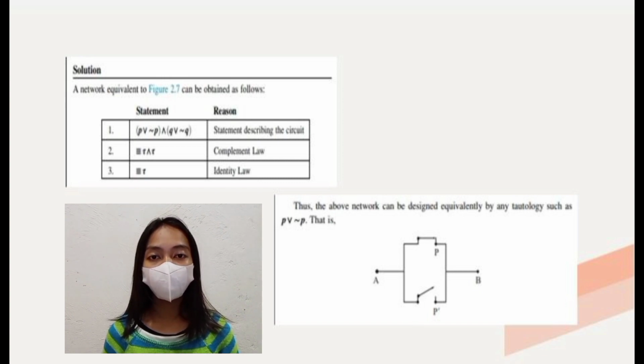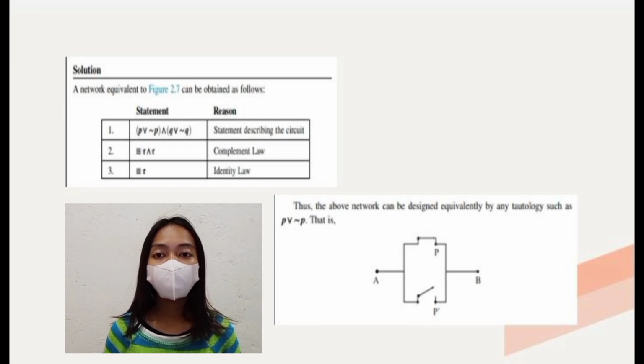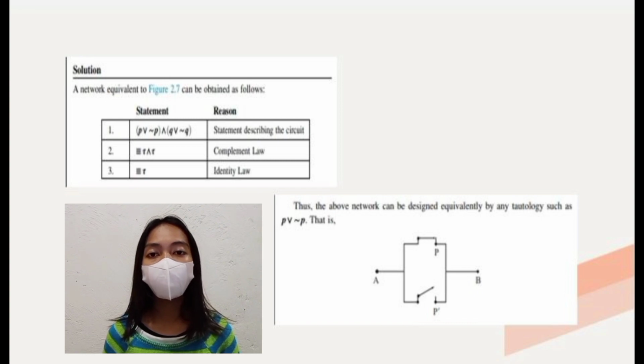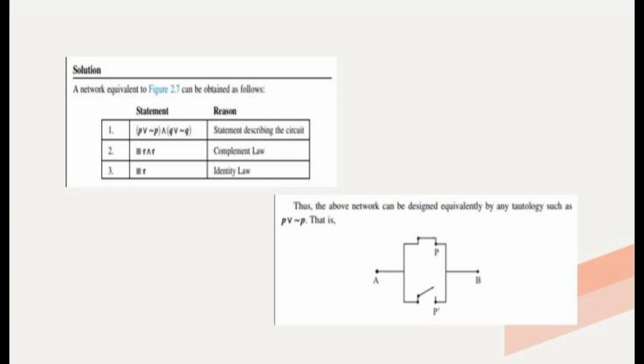A network equivalent to figure 2.7 can be obtained as follows. First, the statement (P or not P) and (Q or not Q) is the statement that describes the circuit given in figure 2.7. Second, the statement that describes the circuit is equivalent to T and T, according to the complement law. Third, the statement derived based on the complement law is equivalent to T according to the identity law. Therefore, the statement (P or not P) and (Q or not Q) is equivalent to T.